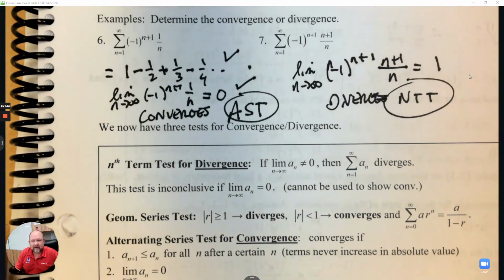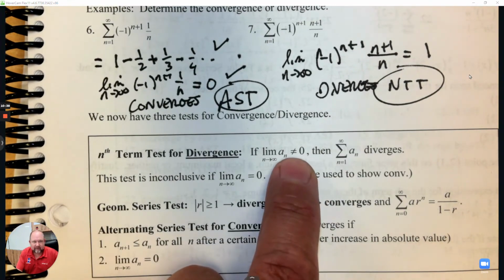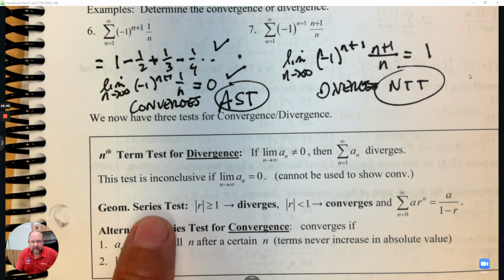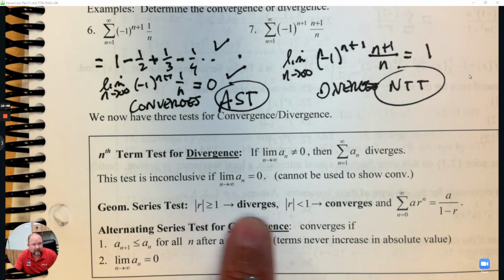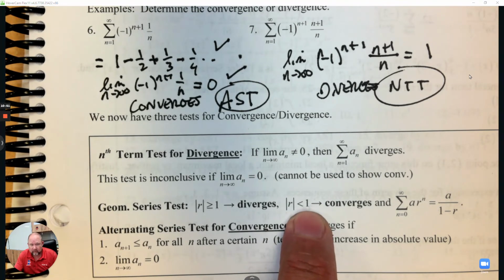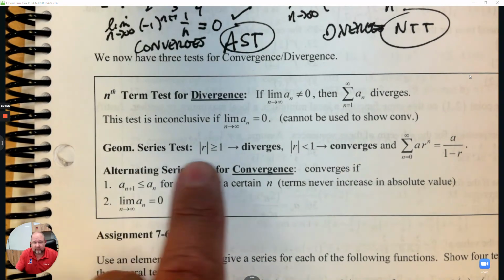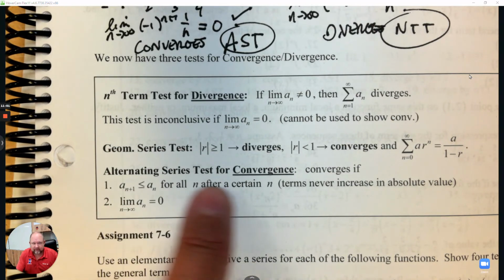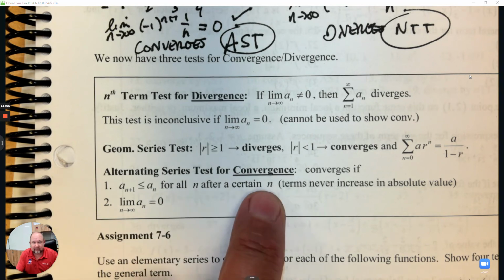So we now have another test to consider. The nth term test: the limit must be going to 0 for the series to converge. The geometric test: the common ratio must be between -1 and 1; if the absolute value is greater than 1 it diverges, and if it's less than 1 it converges, and we have this formula, a over 1 minus r. The alternating series test is the one we just looked at. The absolute value of every term decreases, and the limit goes to 0, both. If that happens, then it does converge.